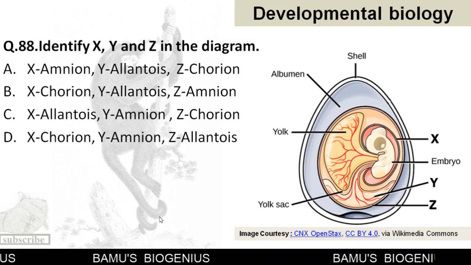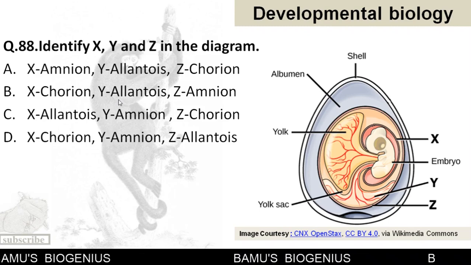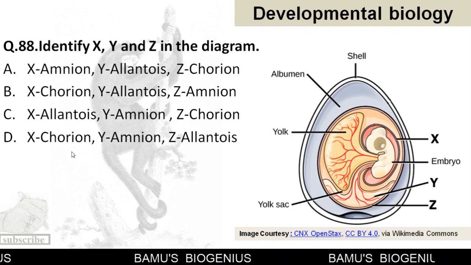A, X is amnion, Y is allantois, Z is chorion. B, X is chorion, Y is allantois, Z is amnion. C, X is allantois, Y is amnion, Z is chorion. Or D, X is chorion, Y is amnion, Z is allantois.